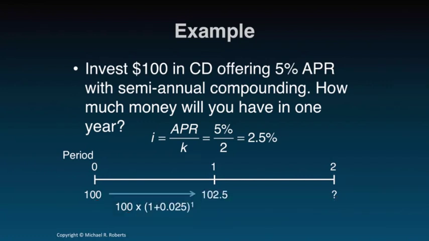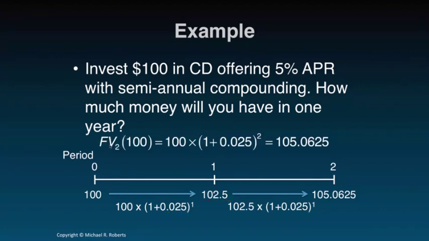Okay. So I take my initial $100 investment, I multiply it by my periodic discount rate, and after one period I've got $102.50. Then I repeat. I take that $102.50, I multiply it by my periodic discount rate to get $105 and a little over 6 cents. In other words, the future value 2 periods hence of $100 in this setting is just 100 times 1 plus I raised to the power 2. We're working in periods, so I is our discount rate, and 2 is the number of periods we're moving the money forward in time.